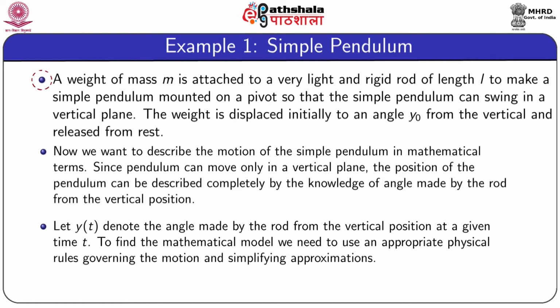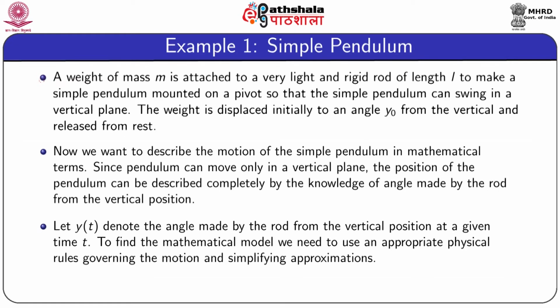Let us consider an example of a simple pendulum. A weight of mass m is attached to a very light and rigid rod of length L to make a simple pendulum mounted on a pivot, so that the simple pendulum can swing in a vertical plane. The weight is displaced initially to an angle y0 from the vertical and released from rest.